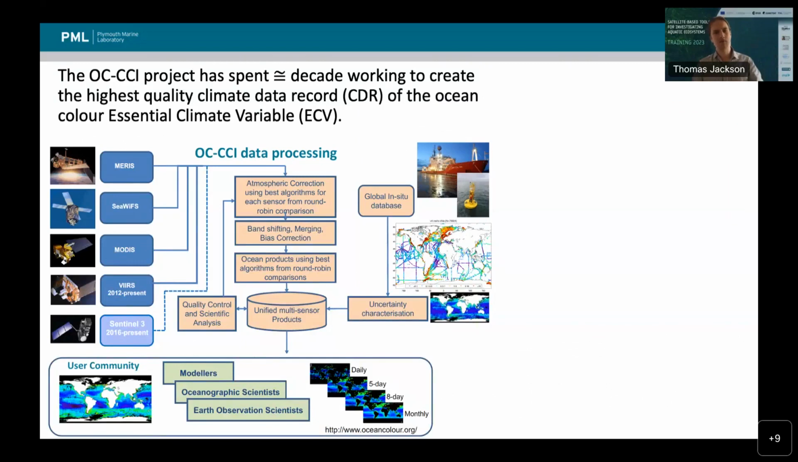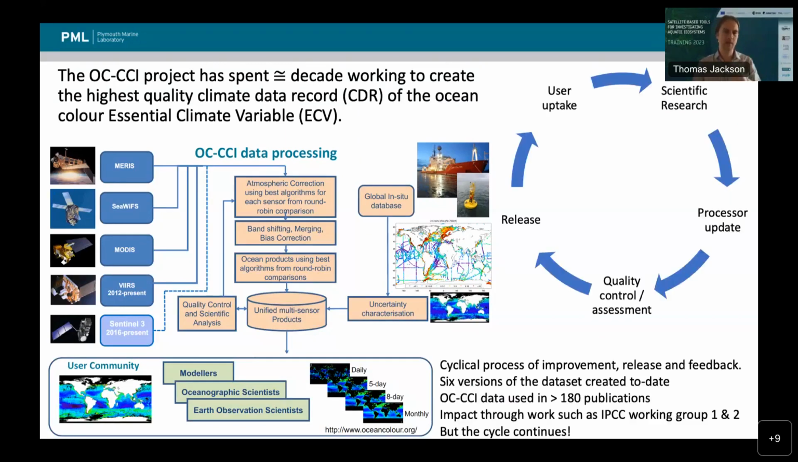So after all that, the OCCCI project has this processing system which ingests data from multiple ocean color sensors. It goes through atmospheric correction. We have all the band shifting and bias correction. We have algorithm blending, and we output products, and those also have associated uncertainties, which allows them to be ingested into things like climate model analyses. And this is part of a cycle. So we've gone round about 6 times now. We've had 6 dataset releases, and plans are afoot for future datasets.